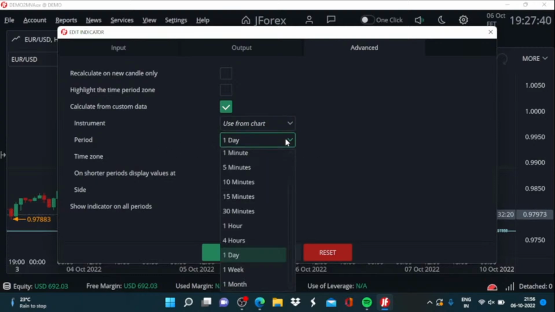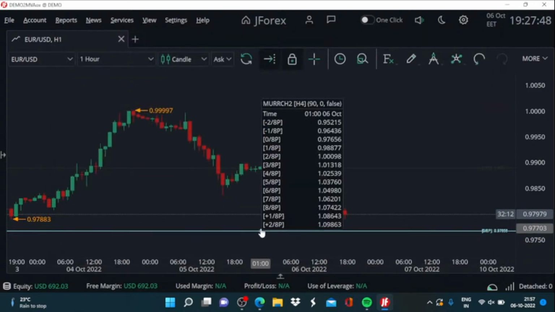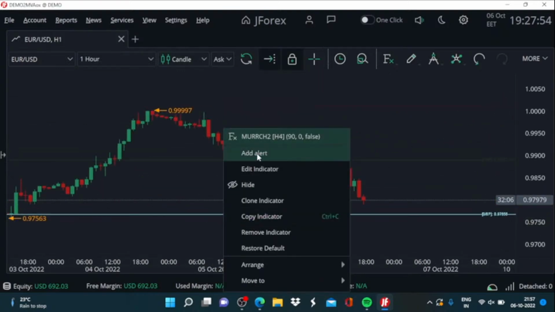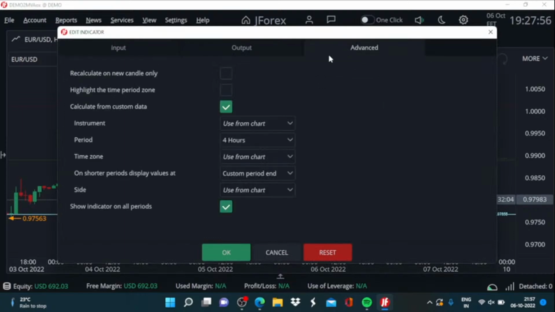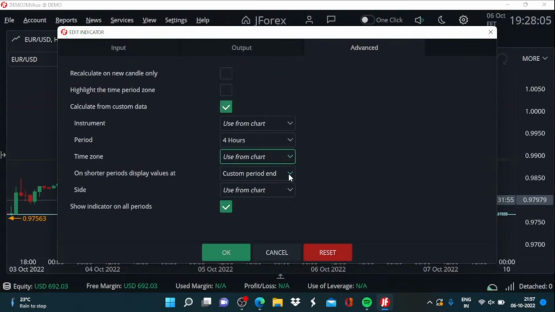The calculation period can be varied. Suppose you want the indicator's calculation period to be less, then you can do that as well. Here, this calculation base has been changed to 4 hours. Earlier it was day. Time zone, you can go for a time zone as per your local time zone. All right, side can be ask or bid, or you can simply use it from the chart. There is going to be only a slight difference in the output.